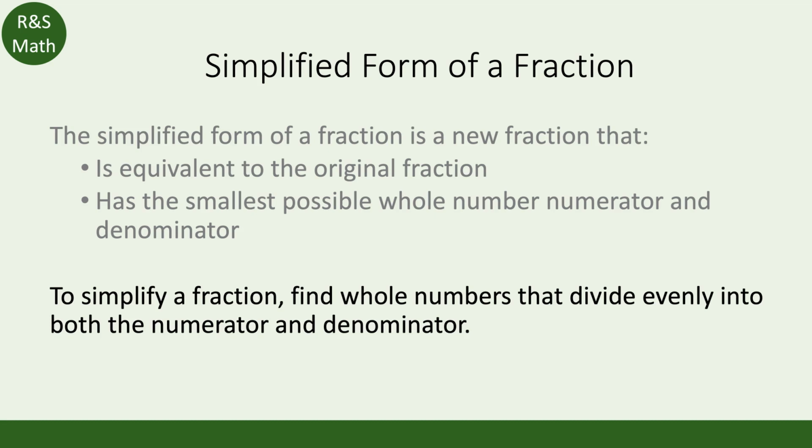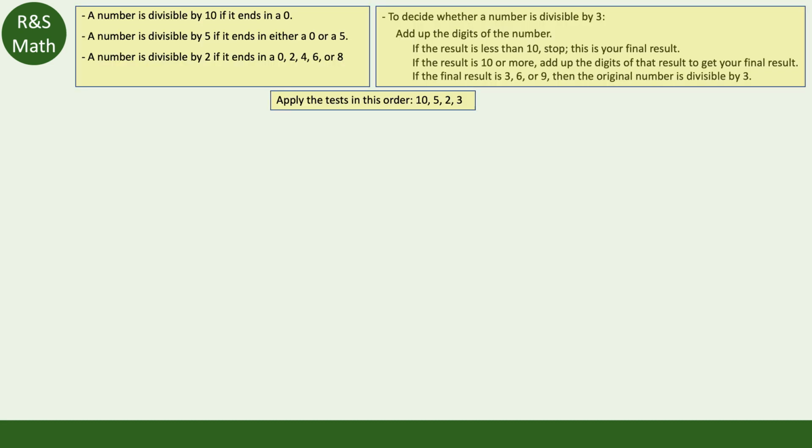To simplify a fraction, find whole numbers that divide evenly into both the numerator and denominator. If you need to review the divisibility tests, click on the link above for a video. Sometimes we find the simplified form of a fraction in a single step, but that doesn't always happen. After dividing both numerator and denominator of a fraction by the same number to get a simpler form, it is very important to take a look at that simpler form and see if it simplifies further. Here is an example of a situation in which this is necessary.